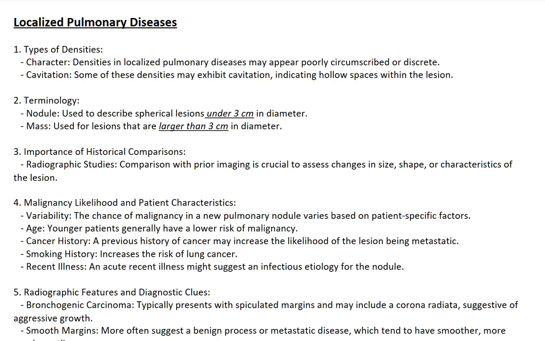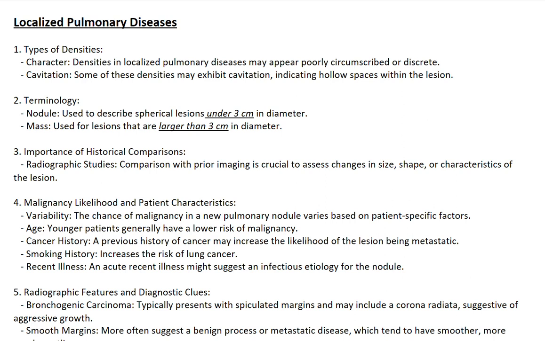3. Importance of historical comparisons. Radiographic studies. Comparison with prior imaging is crucial to assess changes in size, shape, or characteristics of the lesion. 4. Malignancy likelihood and patient characteristics. Variability. The chance of malignancy in a new pulmonary nodule varies based on patient-specific factors.